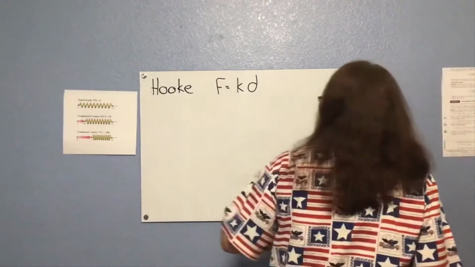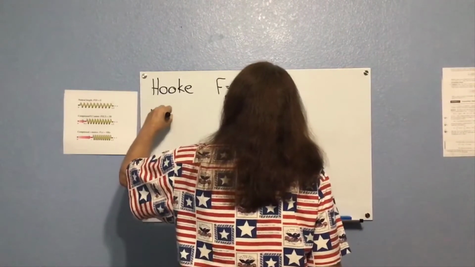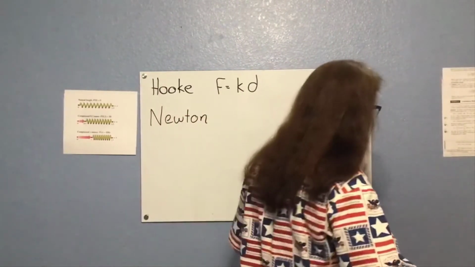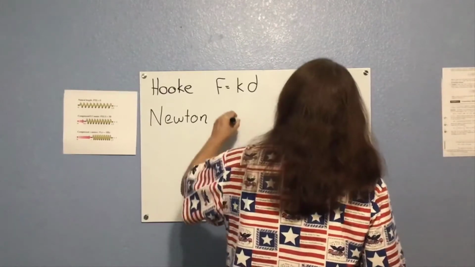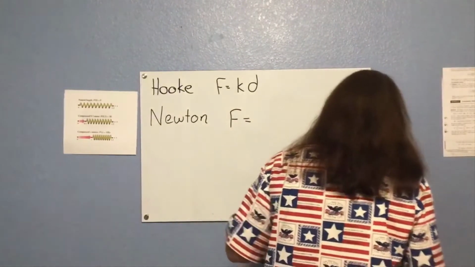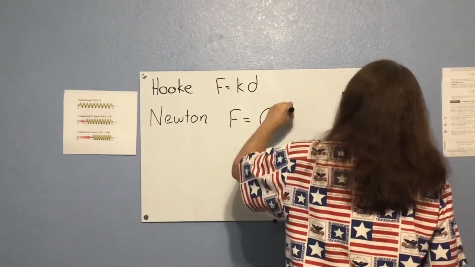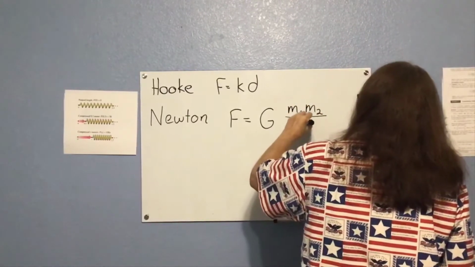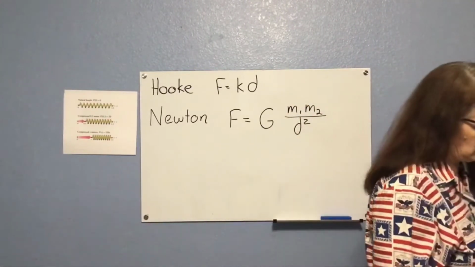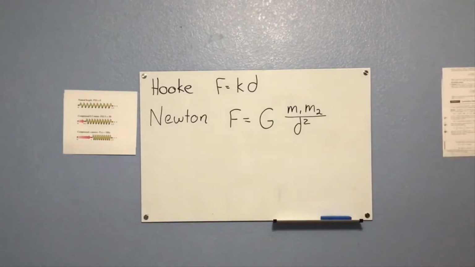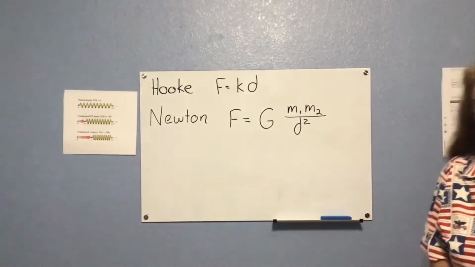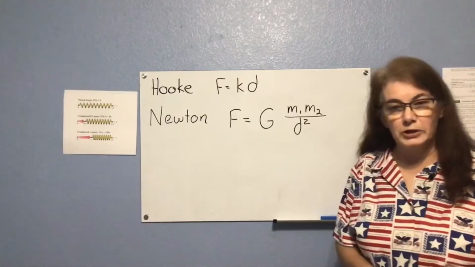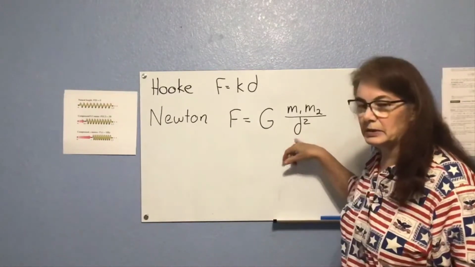And the second law is Newton's law of gravitation, and that looks like this. Force is equal to G times M1 times M2 divided by D squared. G is the gravitational constant. M1 and M2 are the masses of two objects, and D is the distance between the masses.